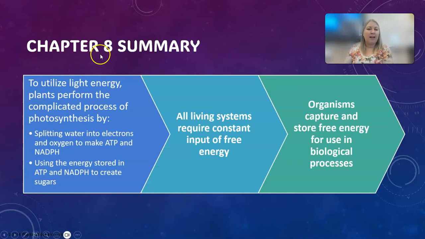Okay, so that wraps up Chapter 8. Keep in mind that the process of photosynthesis utilizes light energy to make carbohydrates. First, we have to split water, and then we use the energy from ATP and NADPH to create sugars. All living systems require a constant input of free energy, so this is the way that plants will get the energy from sunlight into the biosphere. And organisms capture and store free energy to use in biological processes. We've talked a lot about two particular processes, cell respiration and photosynthesis.